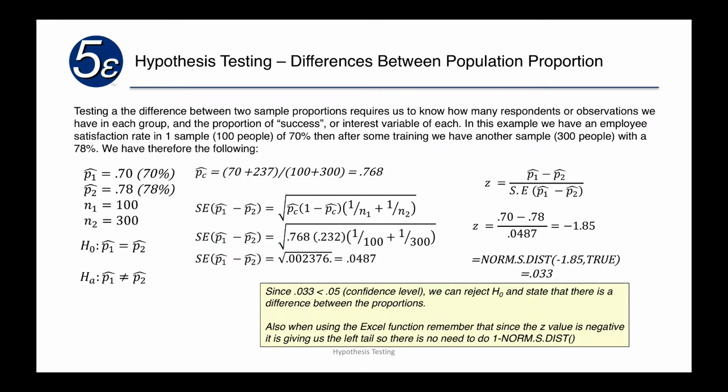Our numerator is the difference between the two, and we end up with negative 1.85. We'll take the negative 1.85 and put it into the NORM.S.DIST, TRUE, for the cumulative distribution, and we end up with a value of 0.033. Since 0.033 is less than 0.05, we can reject the null hypothesis and state that there is a difference between the proportions.